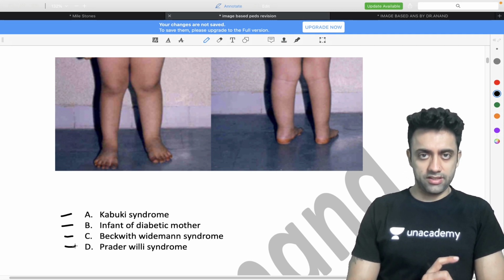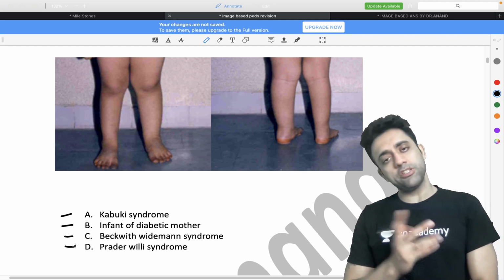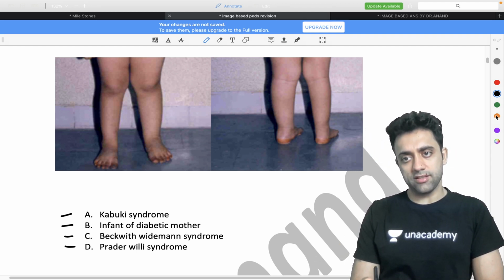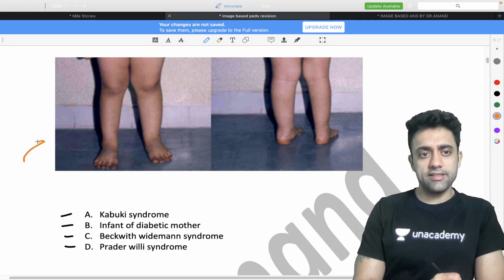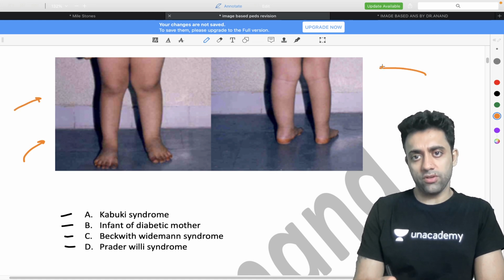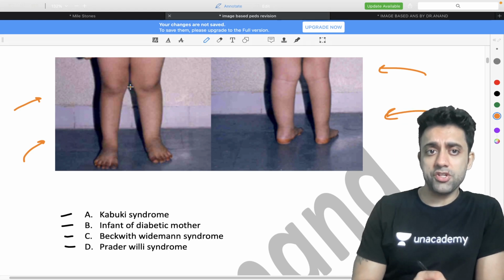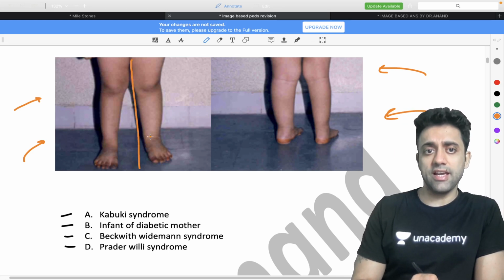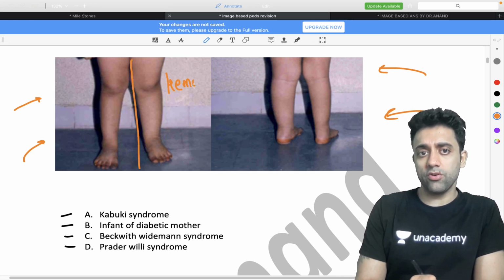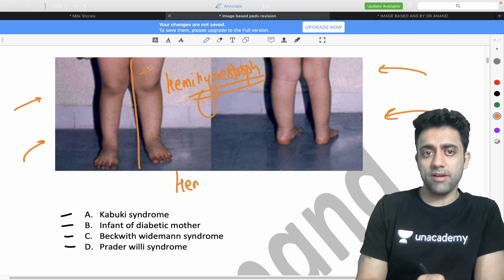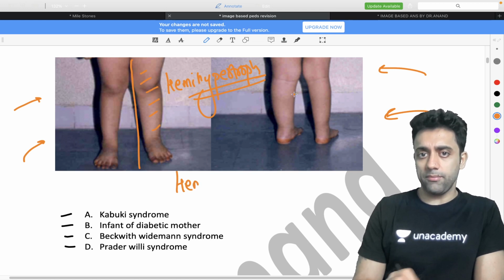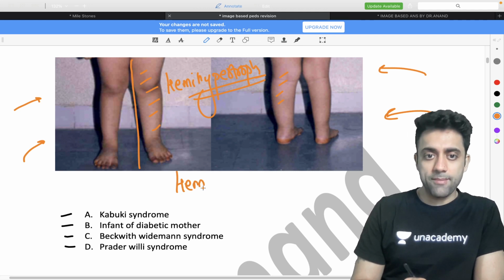See, these four options are there, and imagine you don't know, I had no idea about the answer. If you have no idea about the answer, there's an image also. I've kept the image for you. What is the finding on this image? Can we appreciate hemihypertrophy of limbs? Can we see that this part is a little bigger than the other part? Yes or no? Yes, so hemihypertrophy.